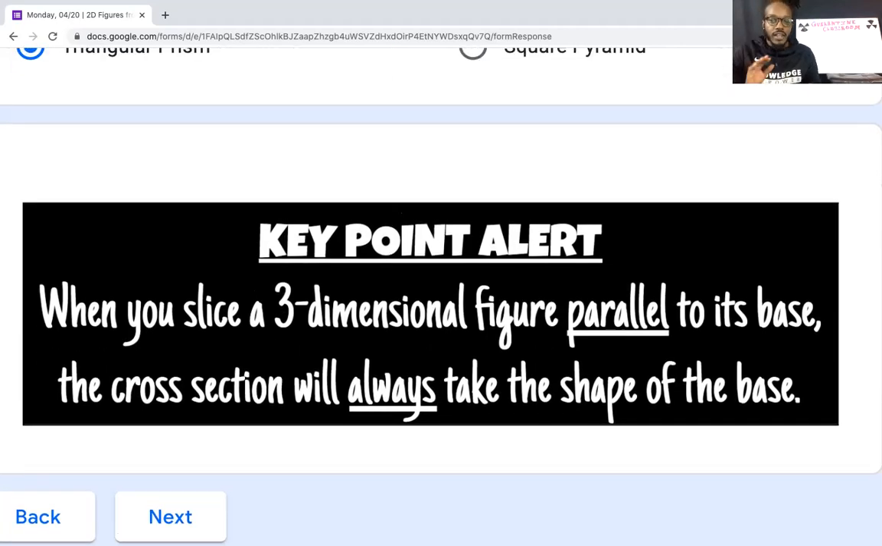Key point alert, I've said it, but now you get to read it. When you slice a three-dimensional figure parallel to its base, the cross section will always take the shape of the base. All right?